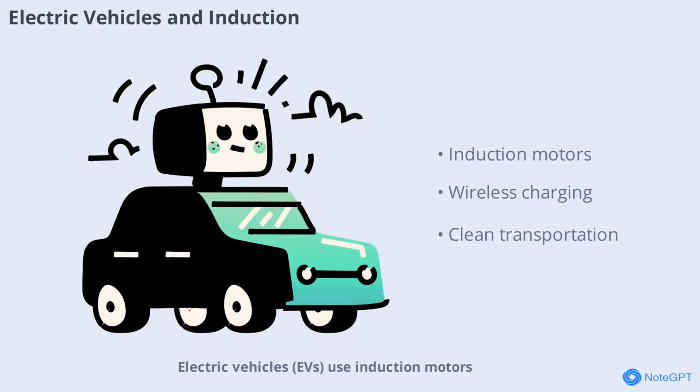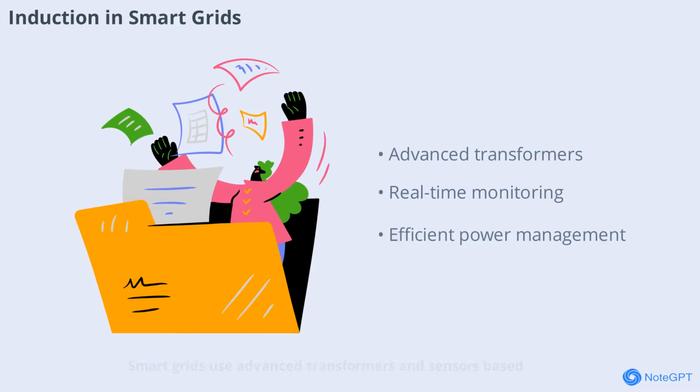Electric vehicles, EVs, use induction motors for propulsion and sometimes for wireless charging. These motors are efficient and require less maintenance than traditional engines. Inductive charging pads are being developed for public spaces, allowing EVs to charge without plugging in, making transportation cleaner and more convenient. Smart grids use advanced transformers and sensors based on electromagnetic induction to monitor and manage electricity flow.